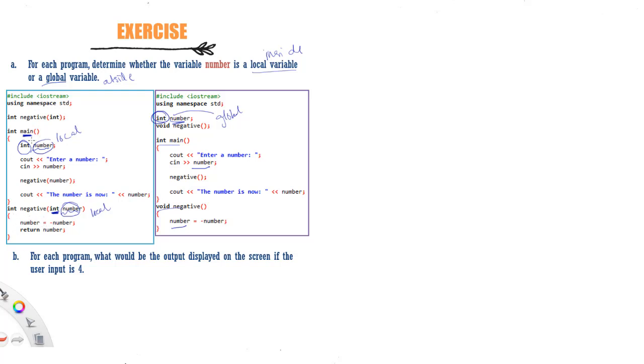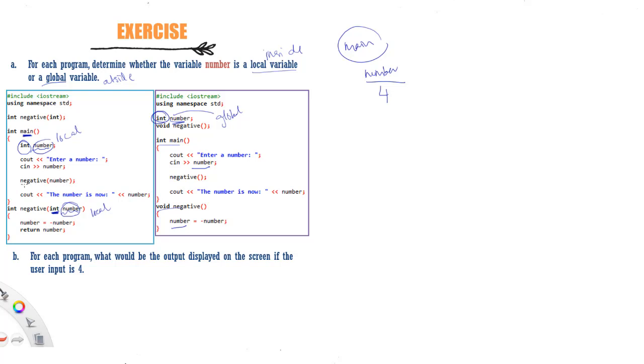If you take a look, the first line here is int number, meaning that we are declaring the variable called number. This is inside main. We also have another function called negative, so we'll do that later when it is called. So cout, enter a number. Then cin number. Since the question said the user input would be 4, it will store 4 in number. Then it goes here, negative number.